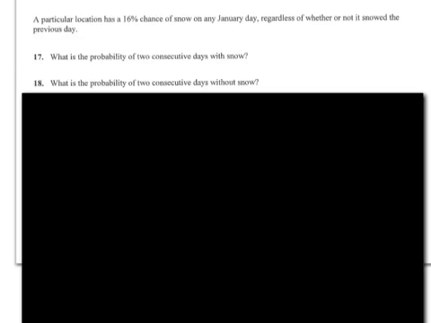Okay. Number 18. What's the probability of 2 consecutive days without snow? Well, day 1 without snow and day 2 without snow. The complement of with snow is without snow. The complement to 16% would be 84%. So we're going to do 0.84 times 0.84. And you're going to get the probability that it does not snow in 2 consecutive days. It's going to be 0.7056, or about 70.56%.